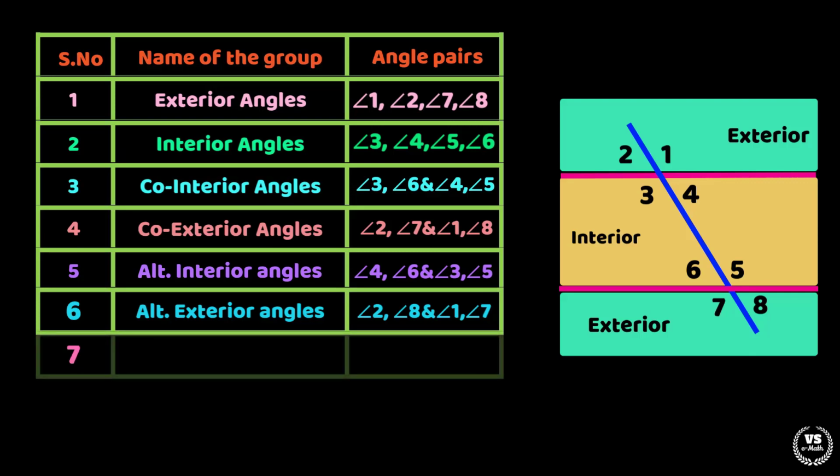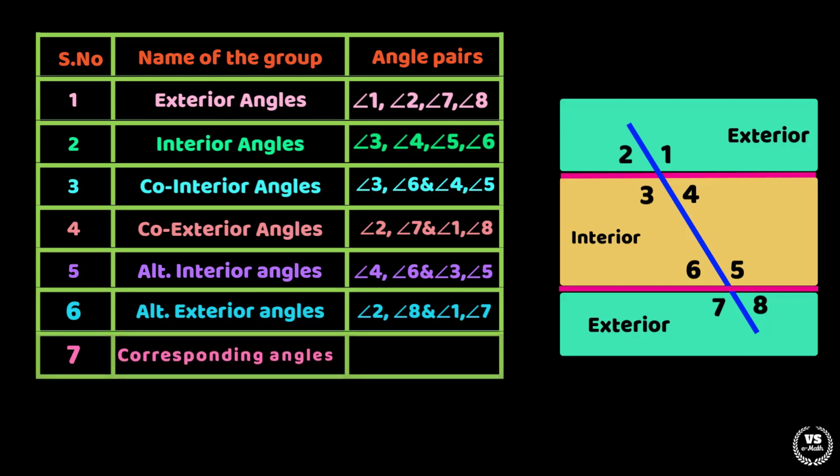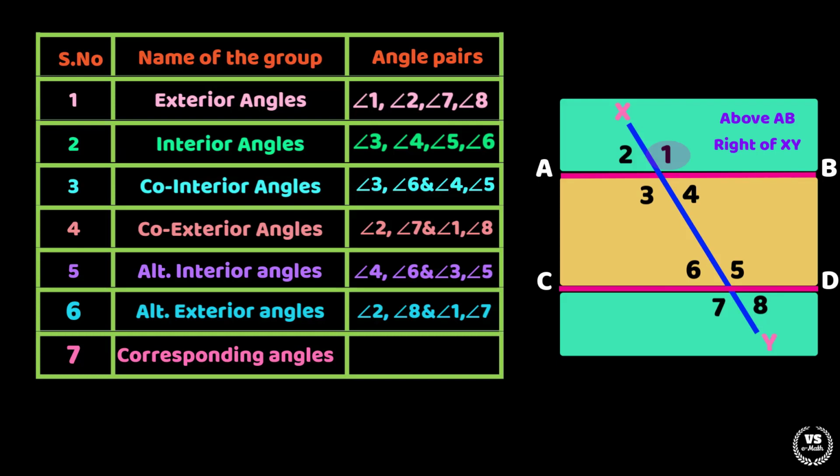Finally, we are heading towards corresponding angles. Corresponding angles are those angles that appear in the same relative position in each group of 4 angles. 1, 2, 3 and 4 are in one group of angles, and 5, 6, 7 and 8 form another group. What is the relative position of angle 1? Above AB and right of XY. What will be the angle using the same above right principle?